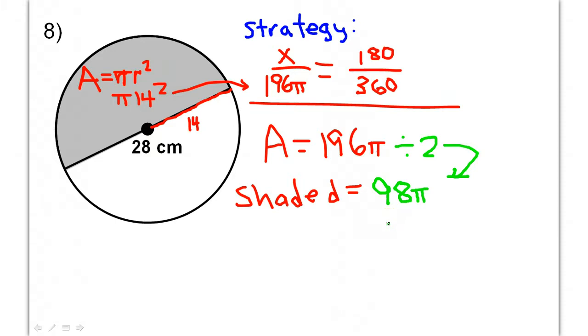Anybody? Decimal? 307.9? 88? Right, if we do hundredths. Okay, so that's the quickest way. It's half the circle, so find the whole area and then just take half. But if you did part over whole, you should have gotten the same answer.